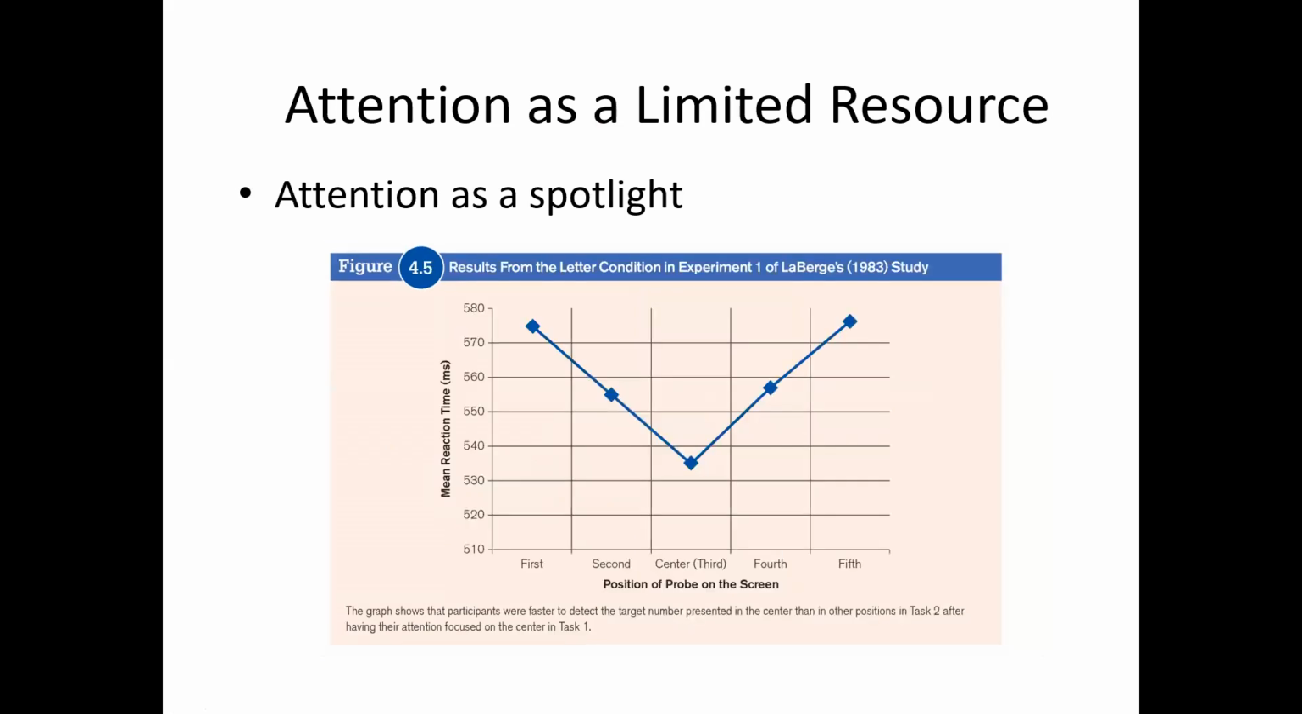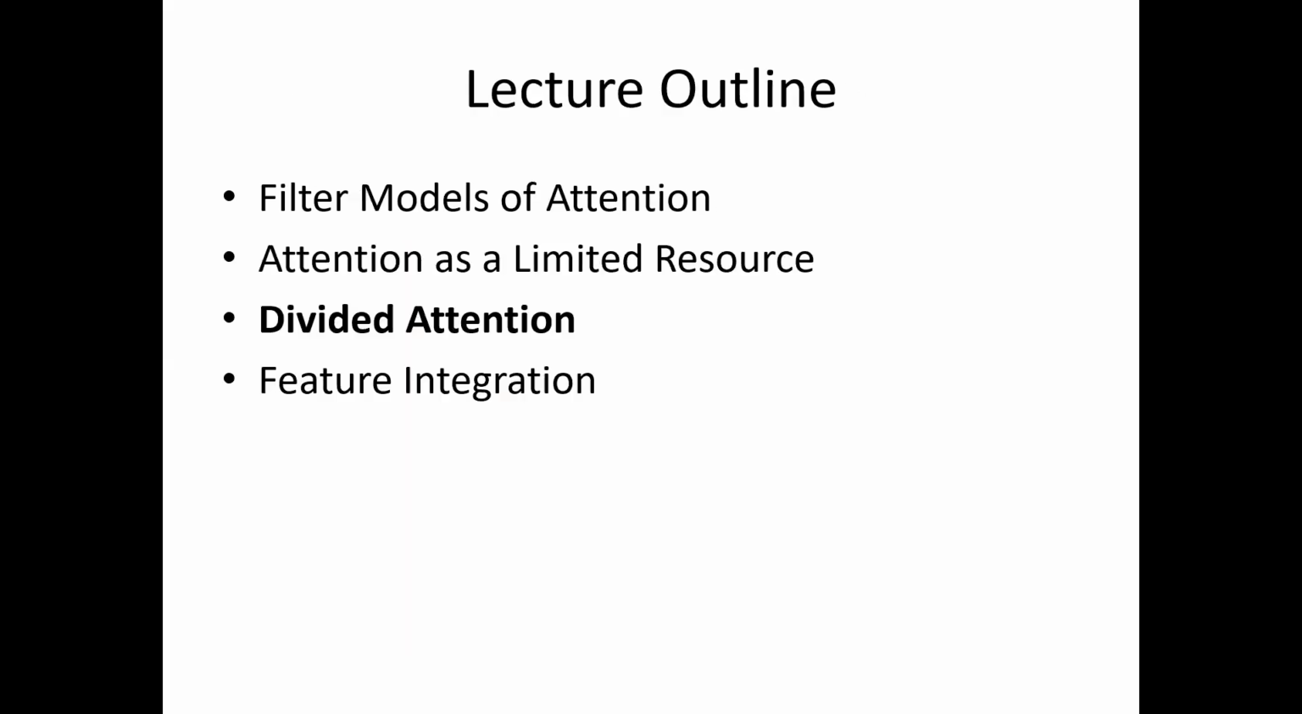So these are the results of that study. The reaction time for when the 7 is in the center is much lower than when it's in the 2nd or 4th position, and even more so than when it's in the 1st or 5th position. But other studies suggest that this spotlight might be more distributed than initially thought from this study. So it's still an open question.